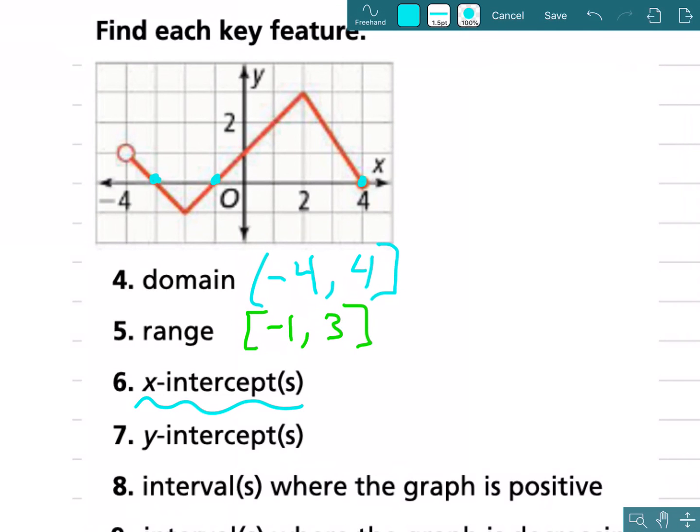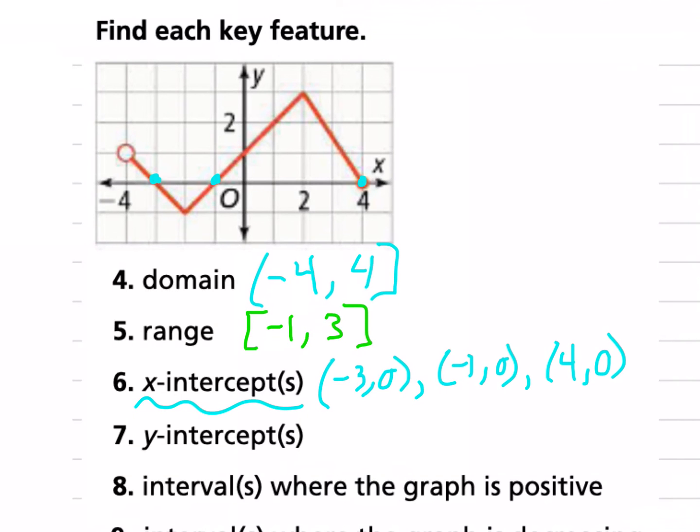Now remember, each of these is an ordered pair, not to be confused with an interval. So my ordered pairs are going to be -3, 0, because it's the value of x that makes y equal 0. -1, 0. And then finally, +4, 0. And you'll see I just separated those by commas, and that's perfectly acceptable.